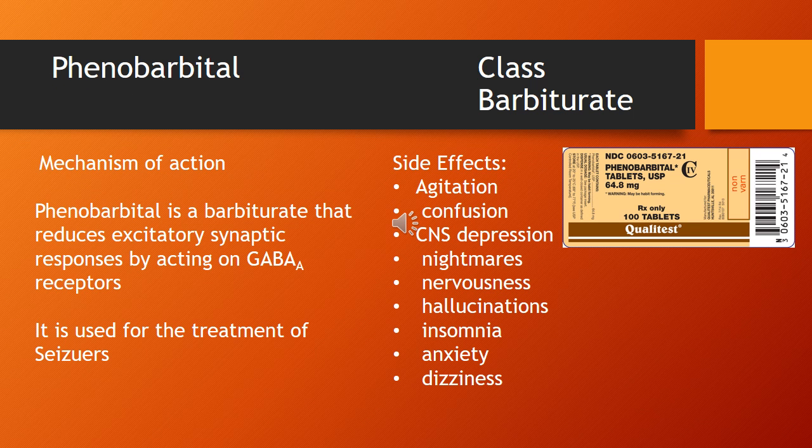Alright, the next medication we're going to look at is phenobarbital. Phenobarbital is in the classification of barbiturate, and it is utilized in the treatment of seizures. Phenobarbital is a barbiturate that reduces excitatory synaptic responses by acting on GABA A receptors.